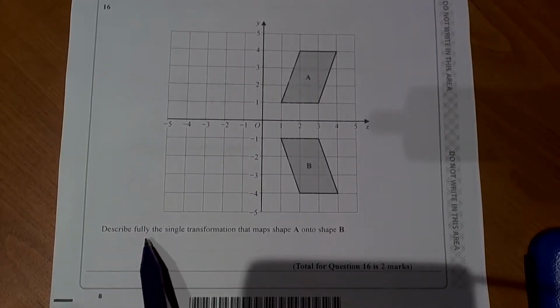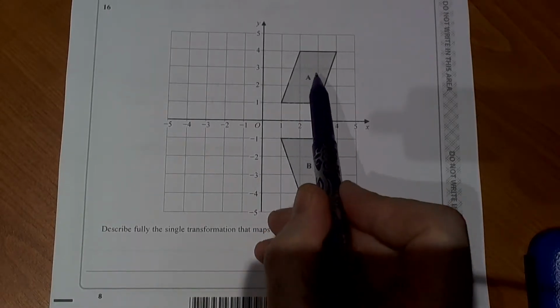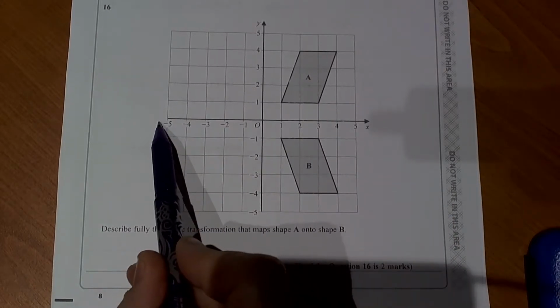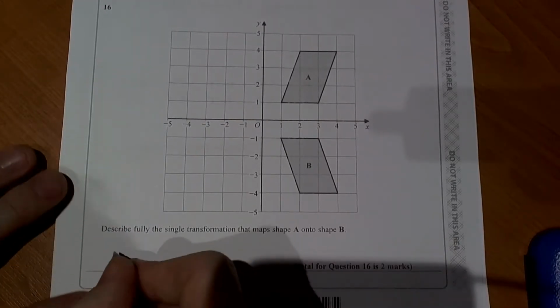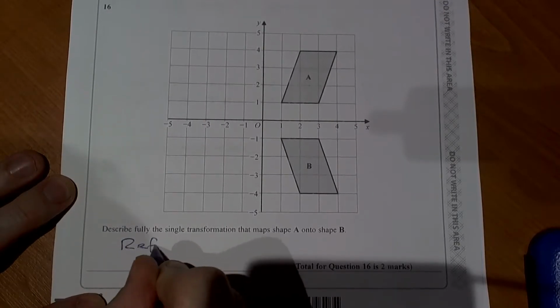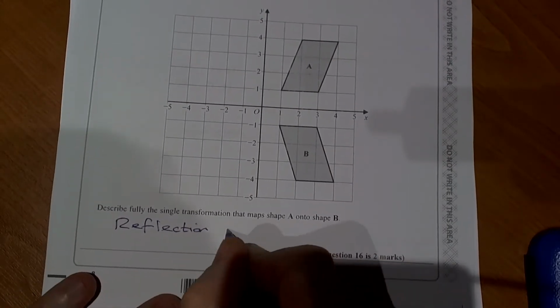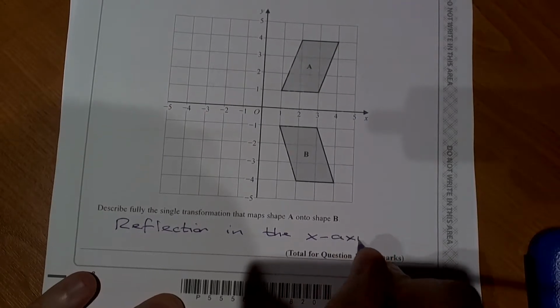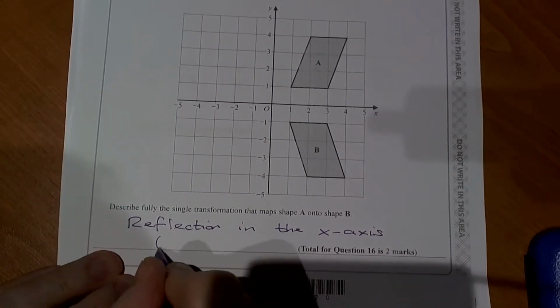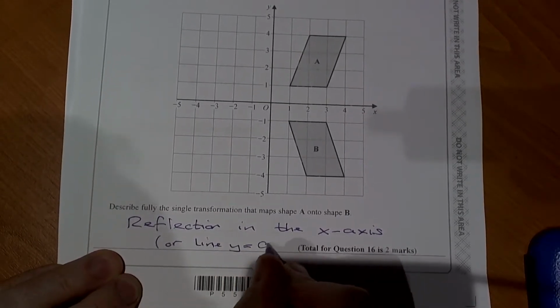Question 16 says describe fully the single transformation that maps shape A onto shape B. Well, I hope you can see there that that's a reflection, and it's a reflection in this line here, which is the x-axis, or you could refer to it as the line y equals 0. Either will do. So what we'd need for the 2 marks is it's a reflection in the x-axis. And I'm going to put or line y equals 0.